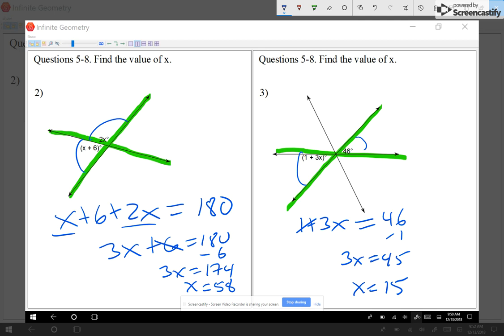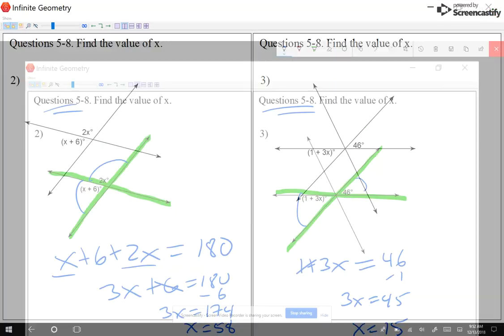On my instructions, it says questions 5 through 8. So those are questions 5 through 8 on the final. Any questions on these? No?